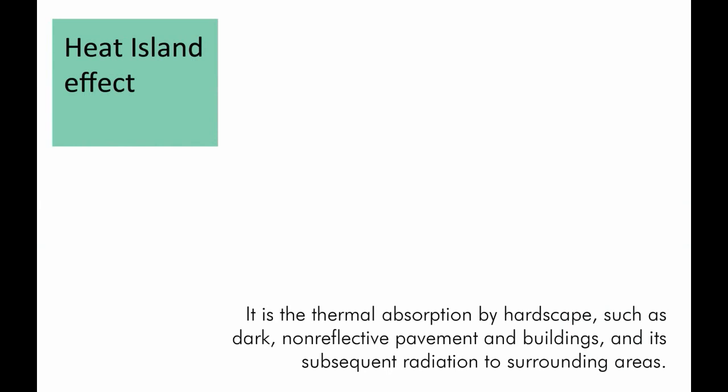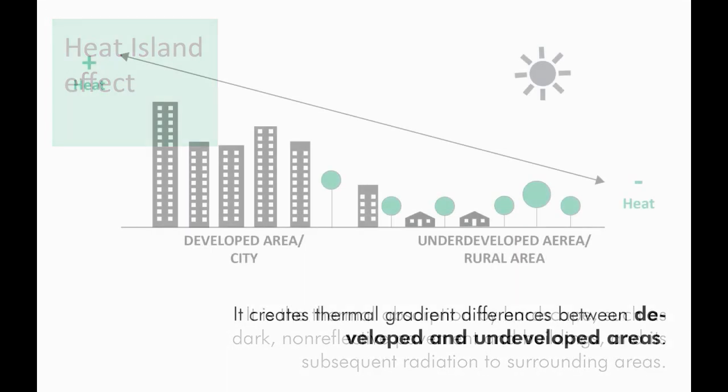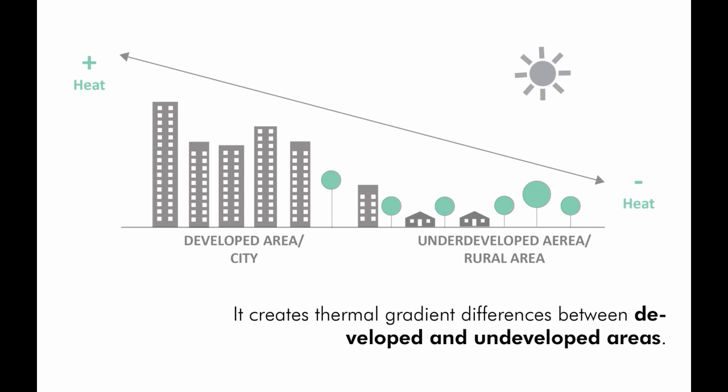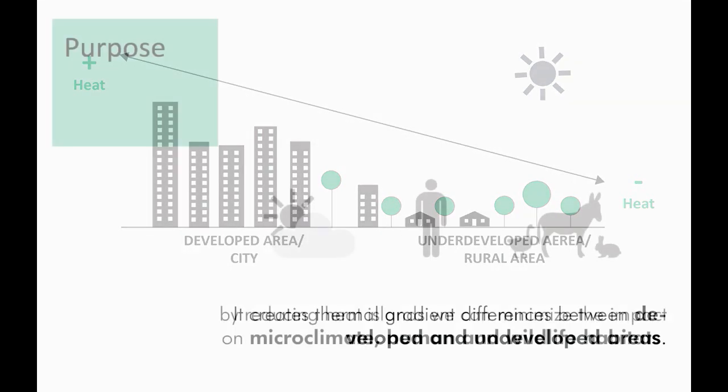It is the thermal absorption by hardscape such as dark, non-reflective pavement and buildings and its subsequent radiation to surrounding areas. As we can see in the picture, urban areas are warmer than rural areas due to the absence of green spaces. This is why there is a thermal gradient difference between developed and underdeveloped areas.